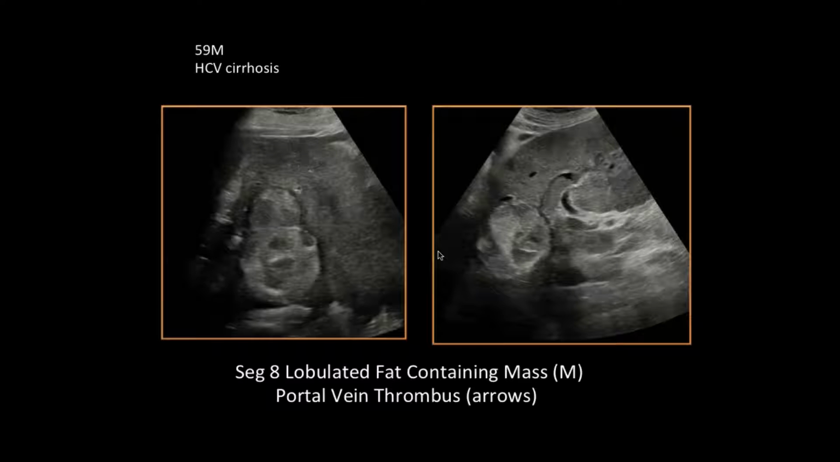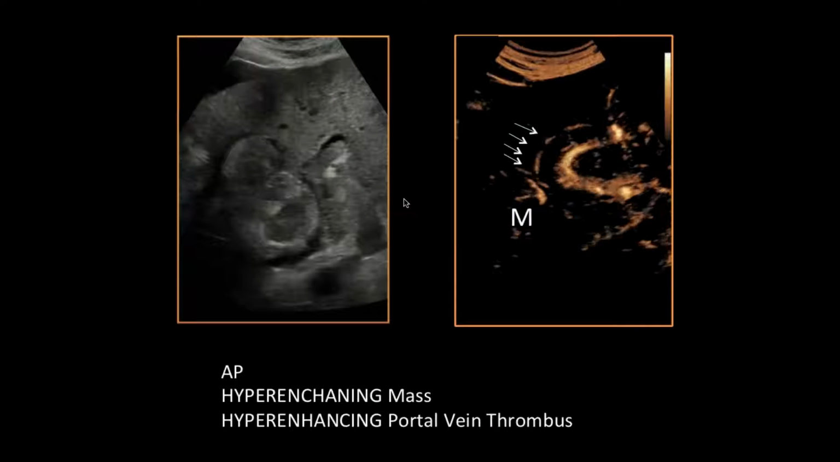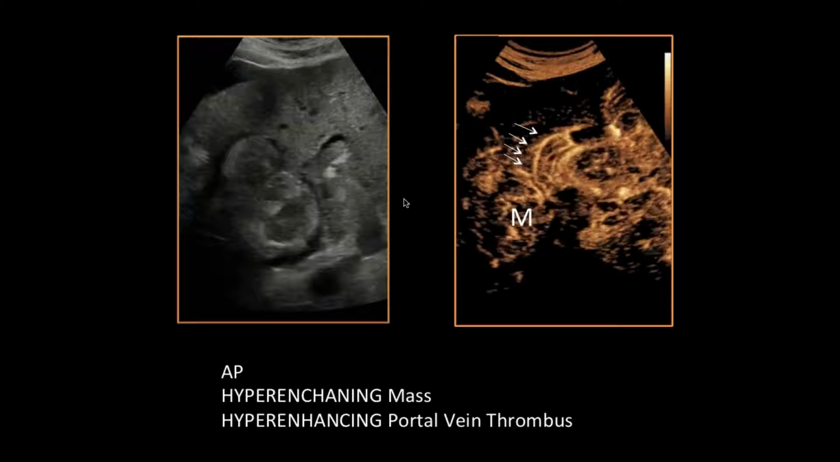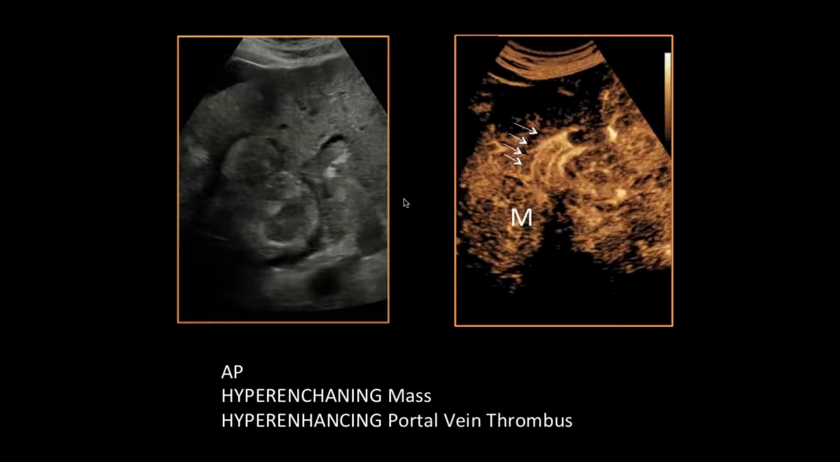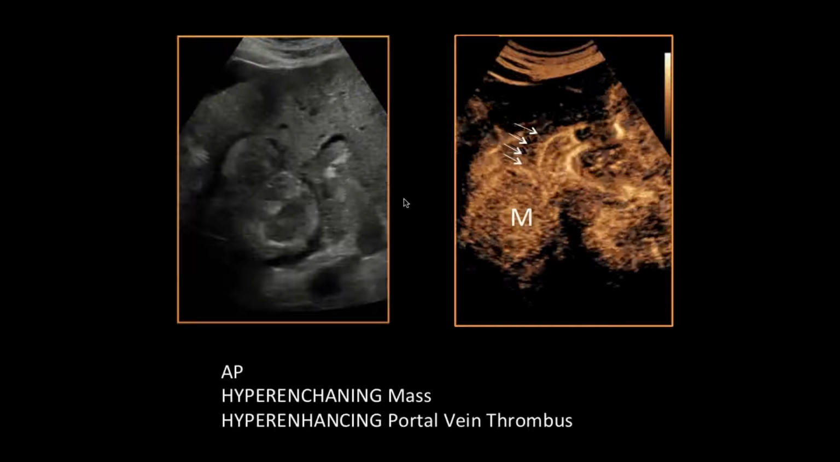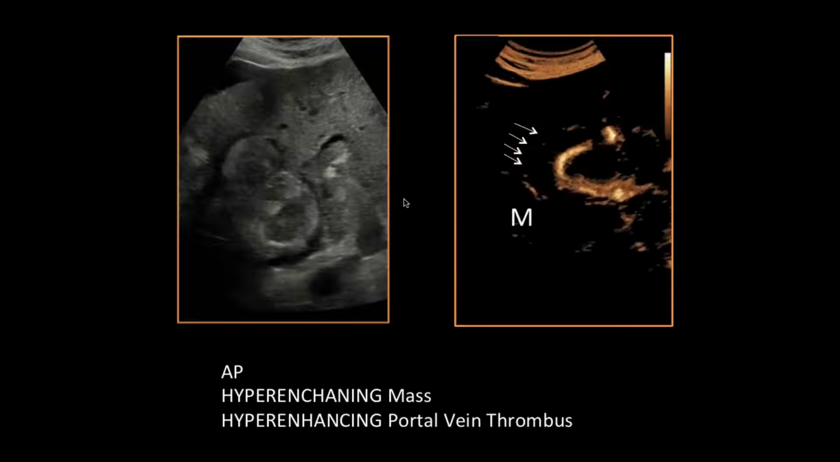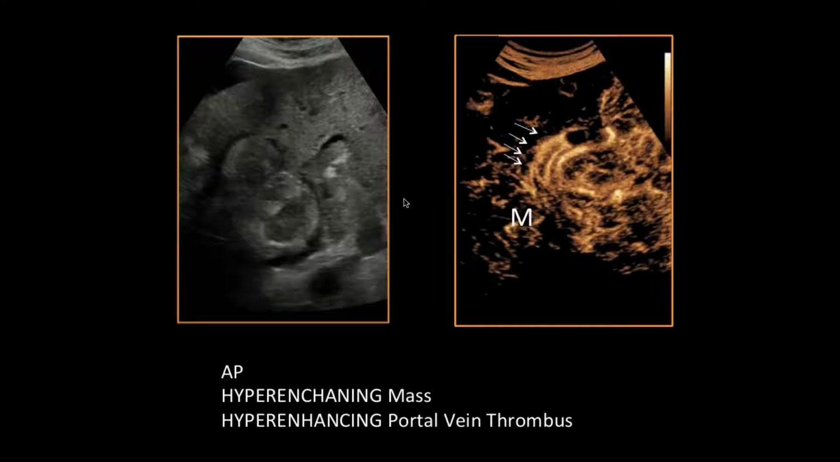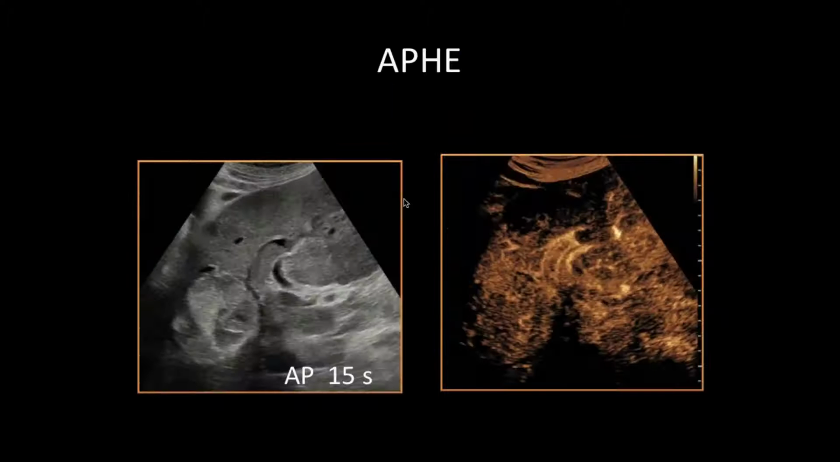So let's look at this beautiful case. This is a patient with HCV cirrhosis, and we can see a large lobulated echogenic fat-containing mass in the liver. On the sagittal image on the right, we can see that the arrows are marking the ascending left portal vein, and we can see beautifully an echogenic soft tissue mass within the portal vein. When we inject the contrast in the sagittal plane, we can see that the mass lesion is enhancing and that the soft tissue tumor within the vein is also enhancing, correlating exactly with the grayscale image that is shown on the left for correlation.